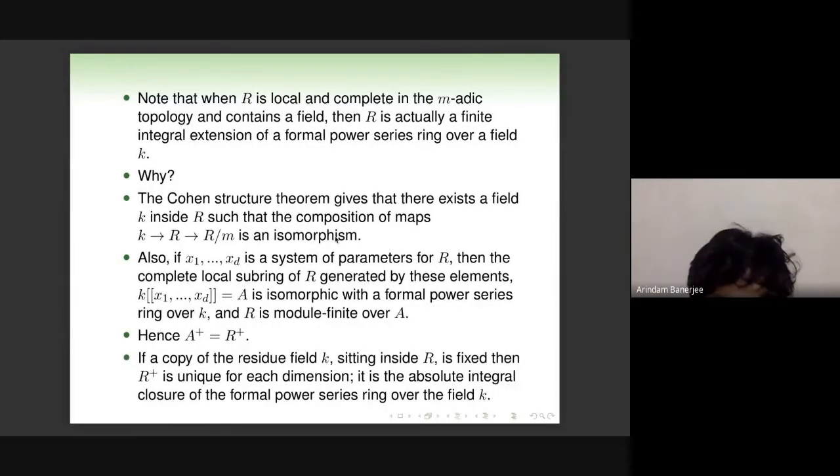So this is what we are sort of discussing. If a copy of the residue field sits inside R and it's fixed, then R plus is unique for each dimension. It is the absolute integral closure of the formal power series ring.